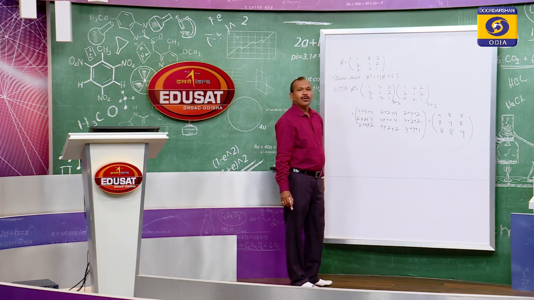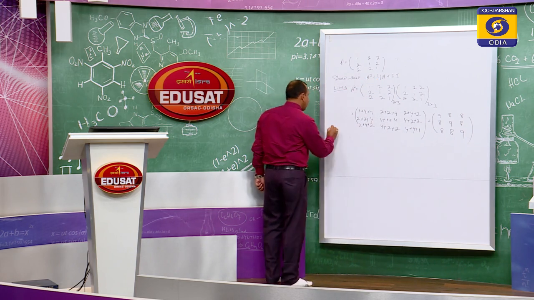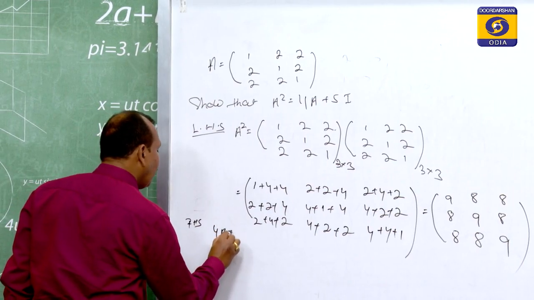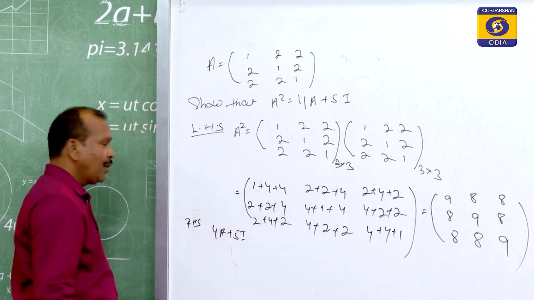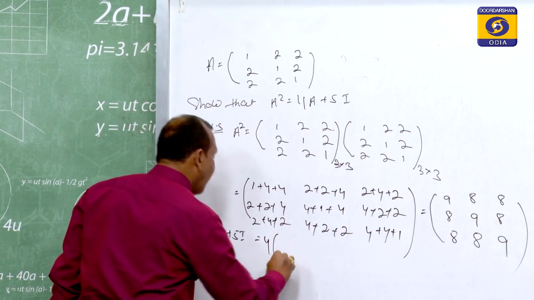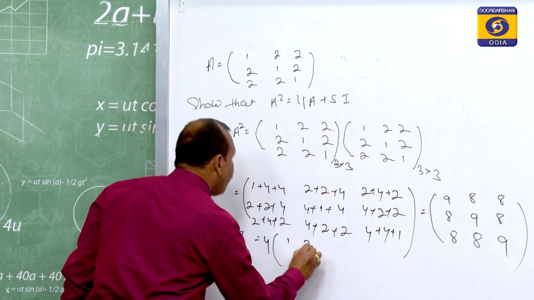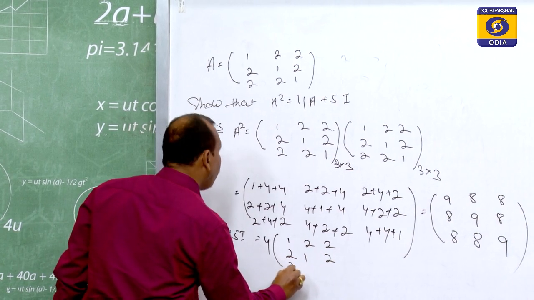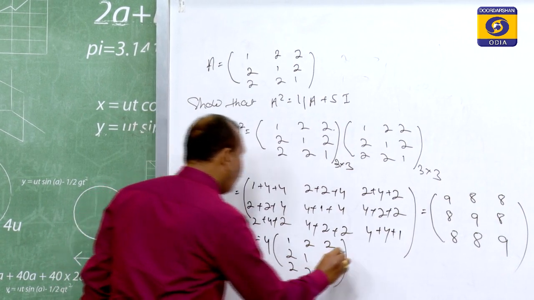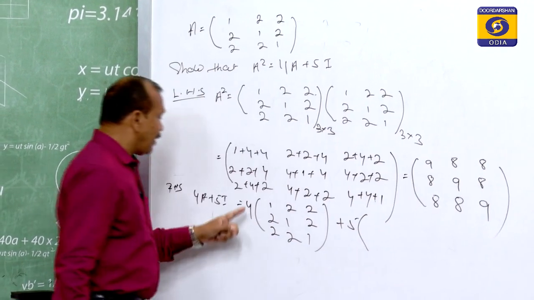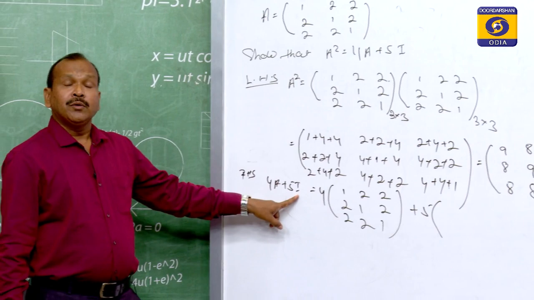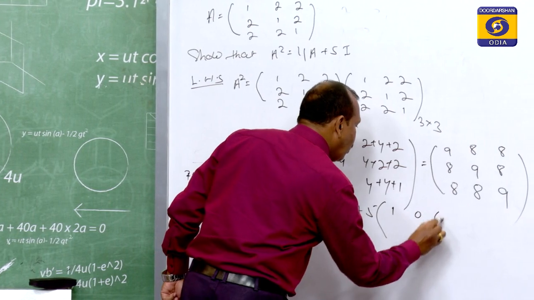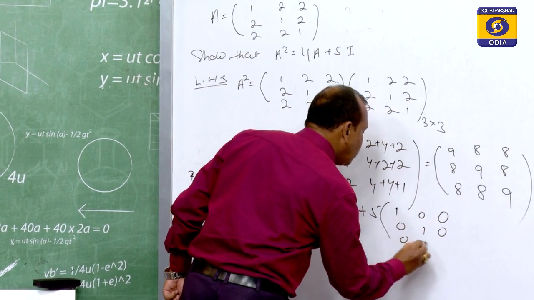Now, we have to find out the right hand side, RHS: 4A plus 5I. 4A plus 5I, here the matrix A becomes 1 2 2, 2 1 2, 2 2 1, plus 5I. Here I is the unit matrix having order 3, that becomes 1 0 0, 0 1 0, 0 0 1.